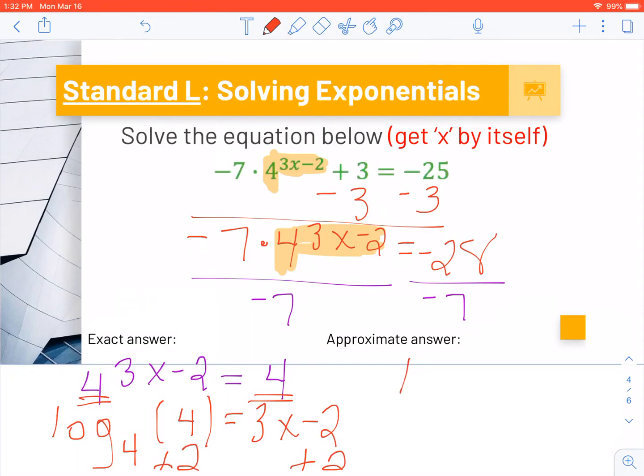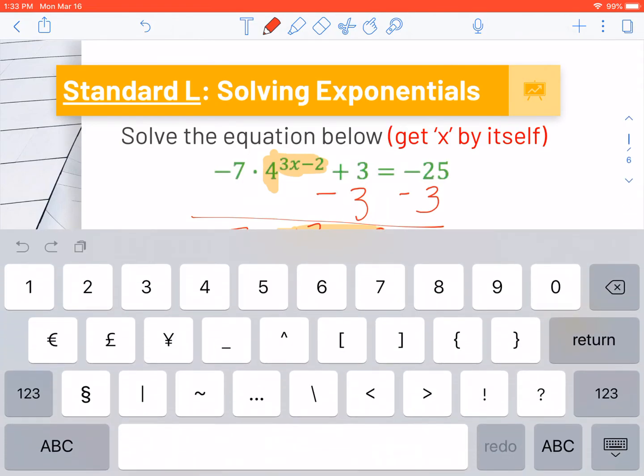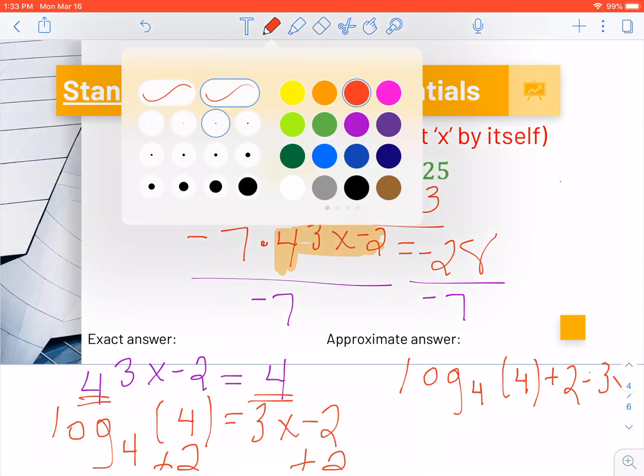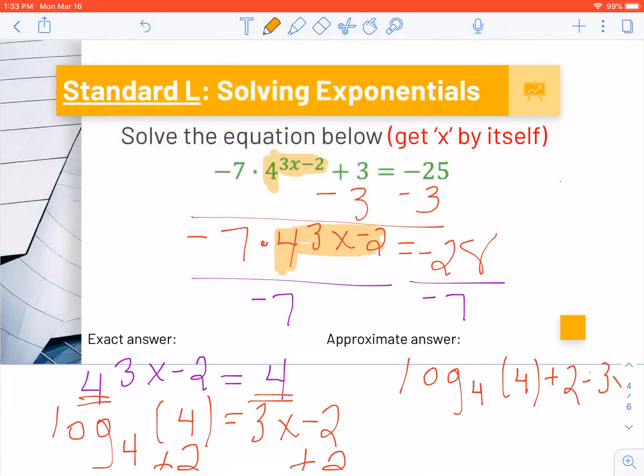So jumping up here, log base 4 of 4 plus 2 equals 3x. This is an x, even though it doesn't look like it. Okay, still got that 3x. I'm going to divide both sides by 3. Okay, so then my x is by itself.